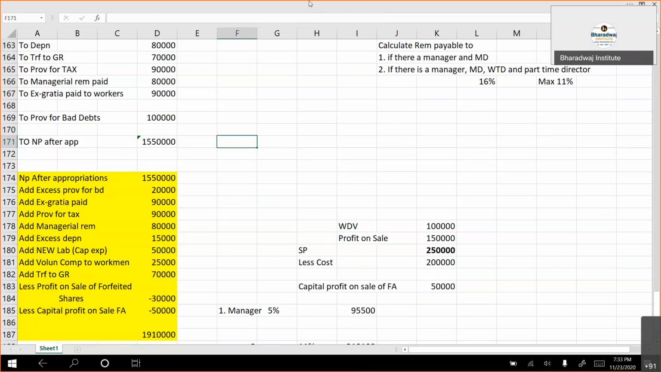They cannot ask managerial remuneration with final accounts.